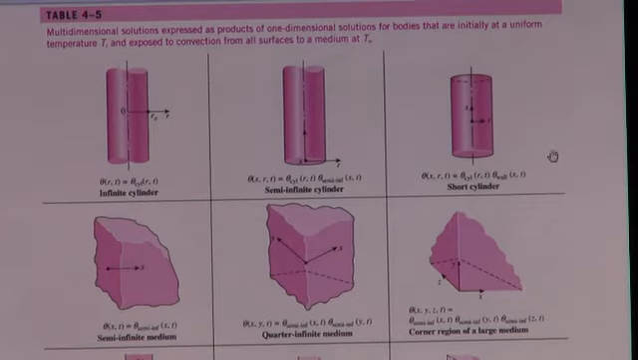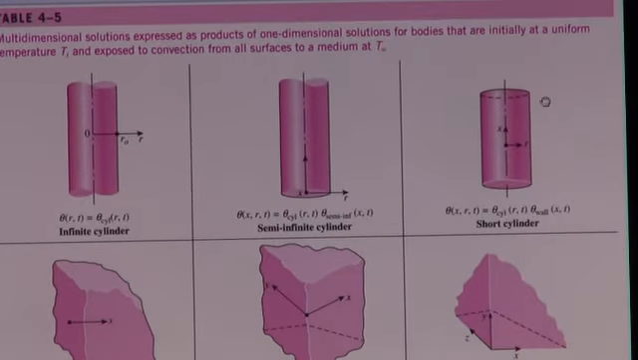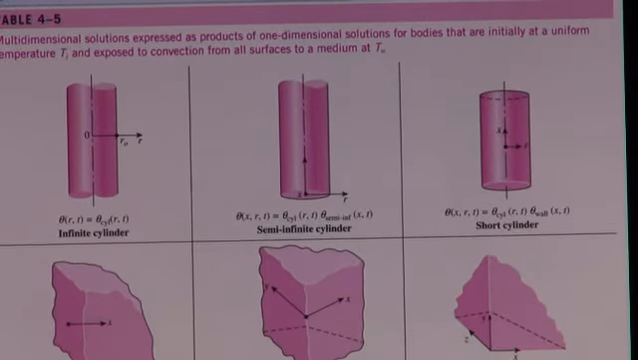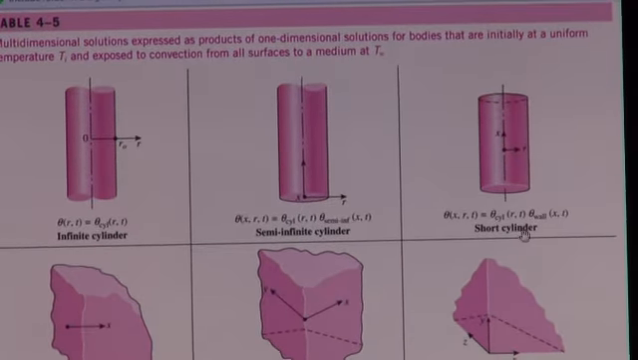Okay. So in total there are 12 of them, and they are very, very useful. In literature there are many more. But we are not going to consider them because we just want to look at the principle. So if we look at this, it gives us the solution for the short cylinder.